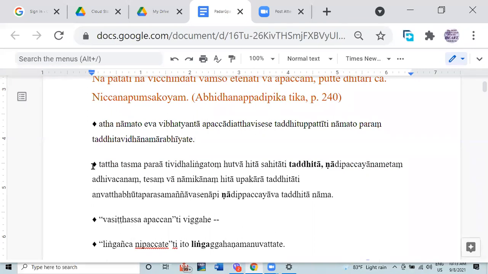Okay, now here, tatra, tasama, ha. What's the spelling mistake? Tasama, yeah, spelling mistake. Tasama, tivida linga to. Tatra, tasama, tivida linga to, paran, shupi, apta, tivida linga to.